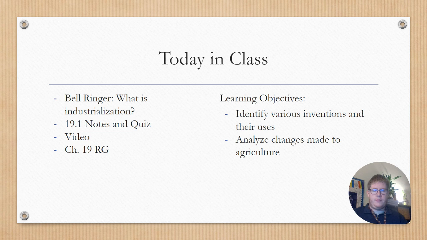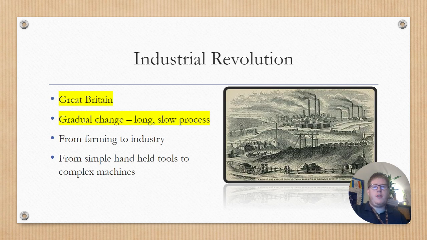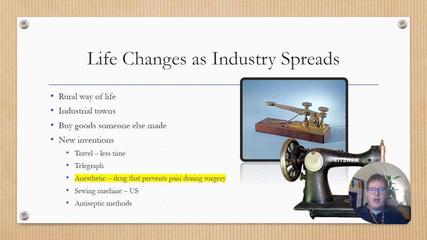So when we're talking about the Industrial Revolution, you may have learned about one last year in US history, the one here in the United States, but I'm talking about the one in Britain, the original. That's a very gradual change. It's a long and slow process where we see Britain transition from farming to industry. It's also a transition from simple handheld tools to more complex machines.